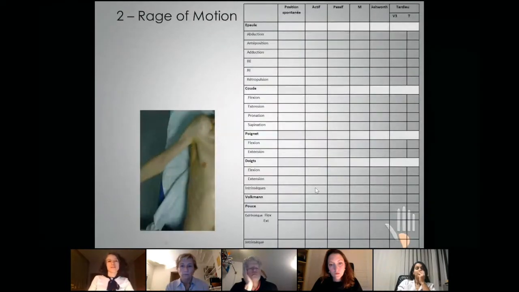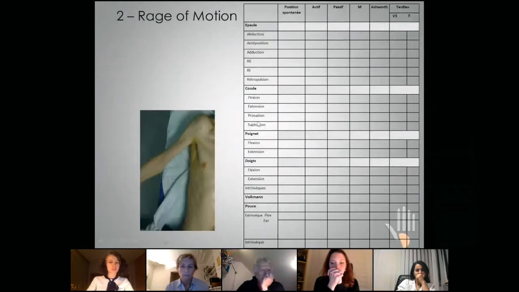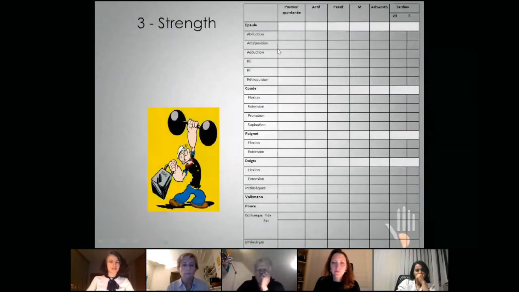Then we check the range of motion. So we check the active range of motion and the passive range of motion for all the different joints. We check the shoulder in abduction, adduction, external rotation, internal rotation, retroposition, then the elbow flexion extension, pronation supination, the wrist flexion extension, the fingers, and also the intrinsics. We check the Volkmann and the thumb position. Then we check the strength of all those muscles. So all the results are reported here.